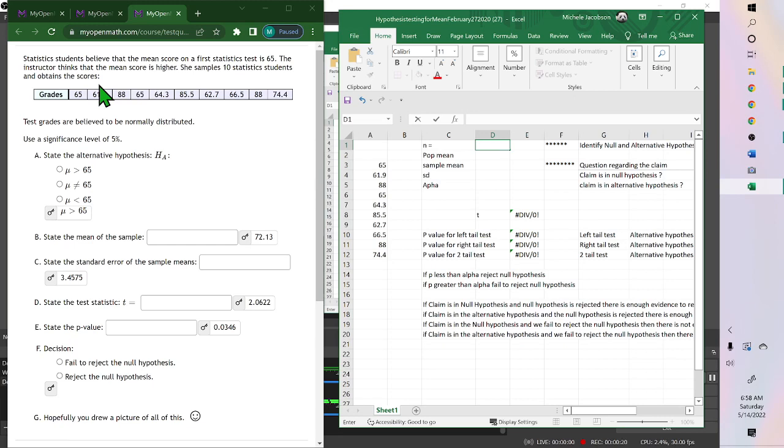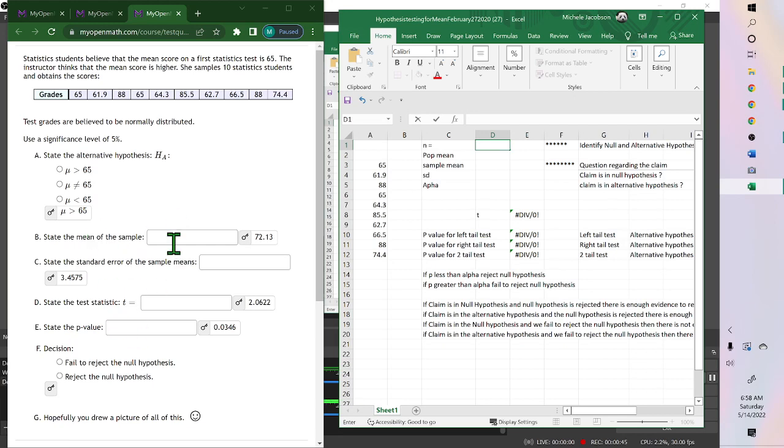The instructor thinks that the mean score is higher. She samples 10 statistics students and obtains the scores. Now, do the test with a level of 5% significance. She thinks it's higher, so your alternative hypothesis is mean greater than 65.